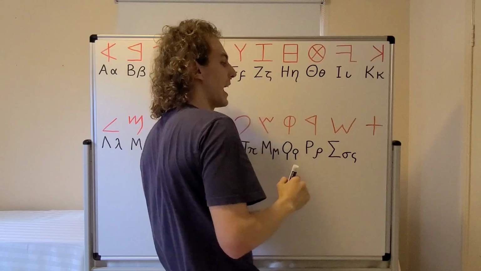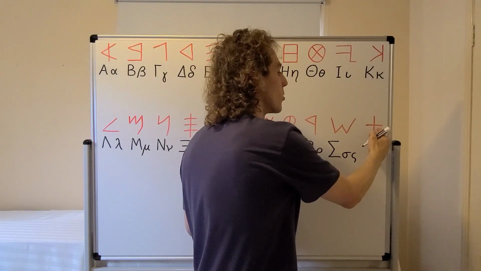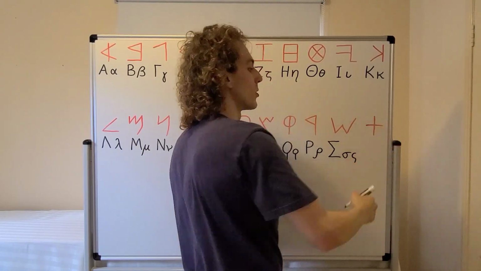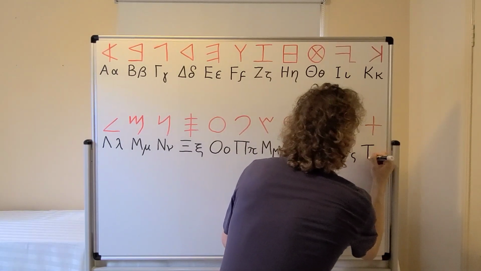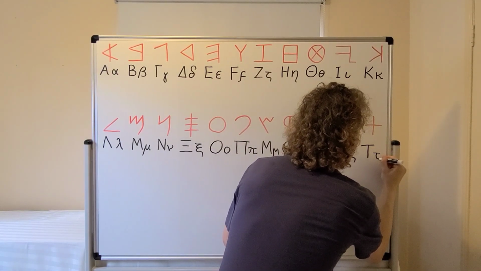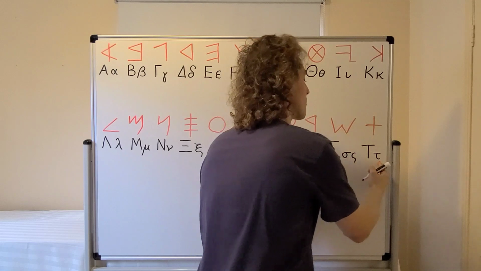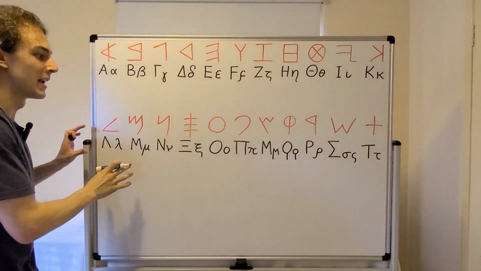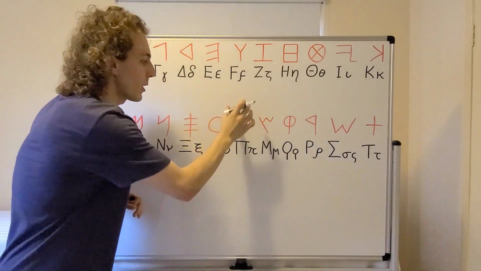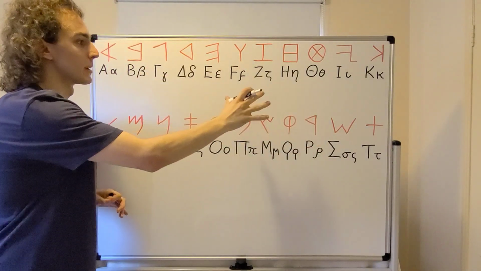And next we have the Phoenician tau. And the Phoenician tau corresponds to the Greek tau. So this is the uppercase tau, and this is the lowercase tau. So this gives us 22 letters. And each of these have a direct analog with the Phoenician alphabet.